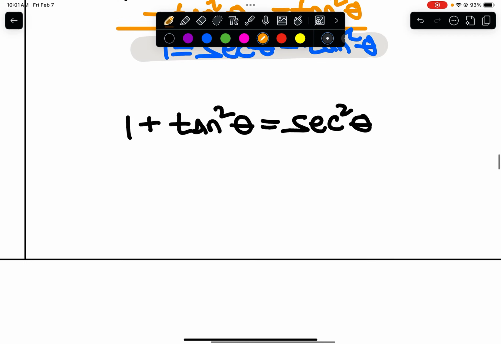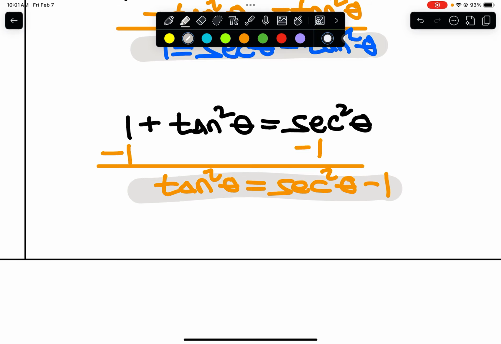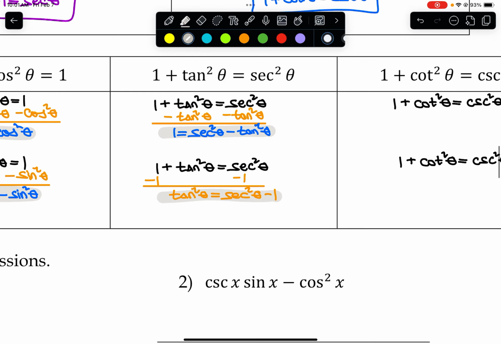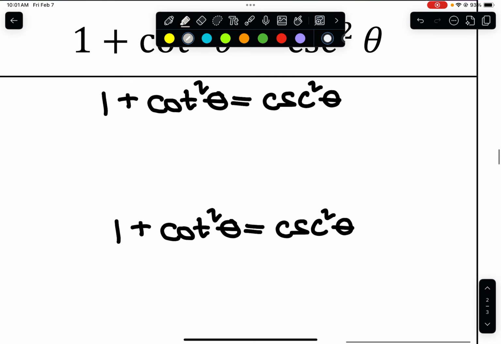And then down here, now we're going to solve for tangent squared theta. So I'm going to subtract 1 on both sides. So it's tangent squared theta equals secant squared theta minus 1. So here's another variation. Ooh, I didn't write it in blue. Whatever, it's fine. Okay, now same idea over here.